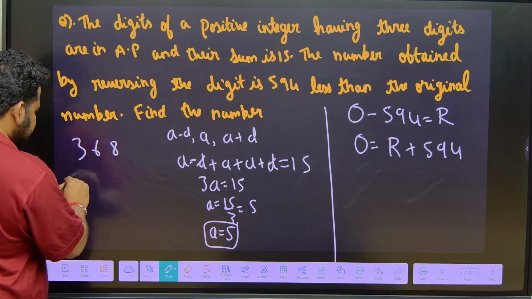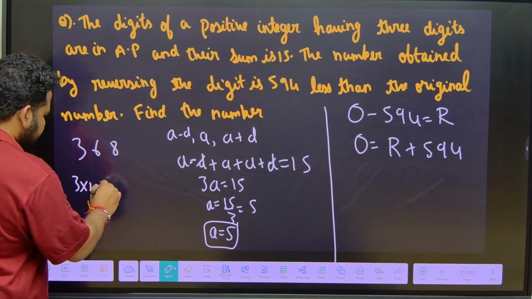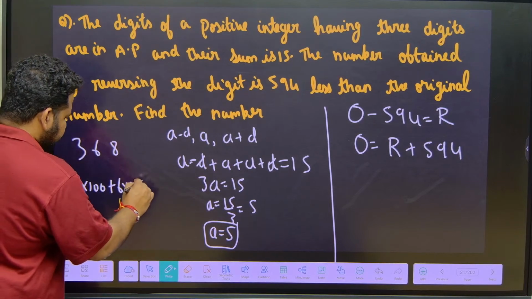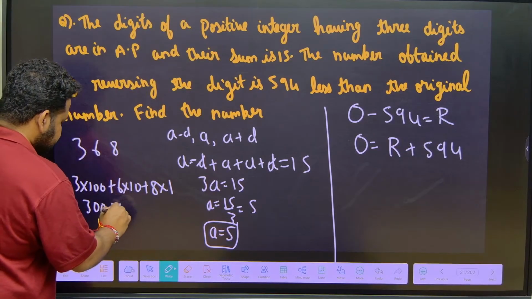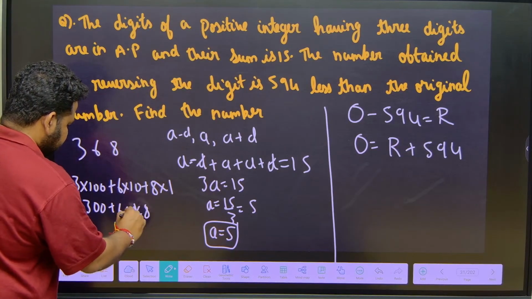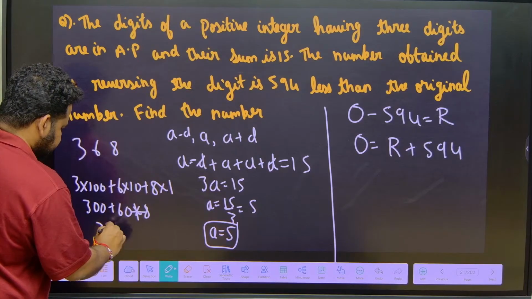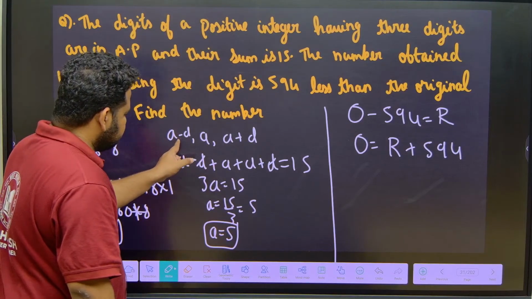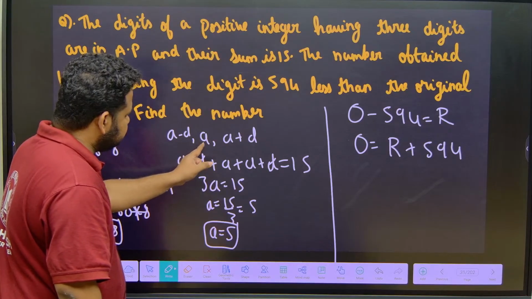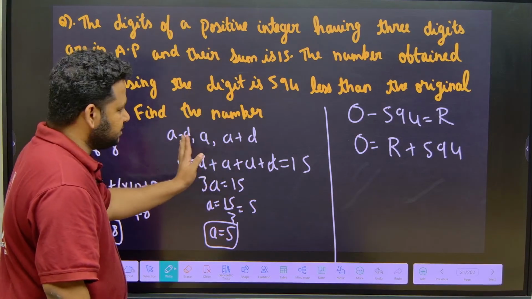So this you can write as 3 into 100 plus 6 into 10 plus 8 into 1. So this will give us what? 300 plus 60 plus 8, which gives us 368. This is how you write it. So this is a 3 digit number. This is the hundreds place, tens place, and this is the units place when it comes to the original number.